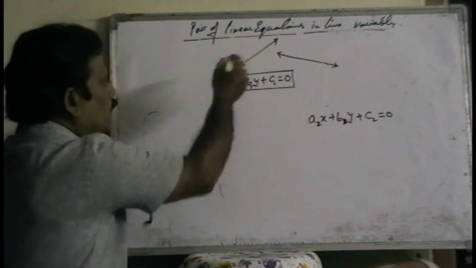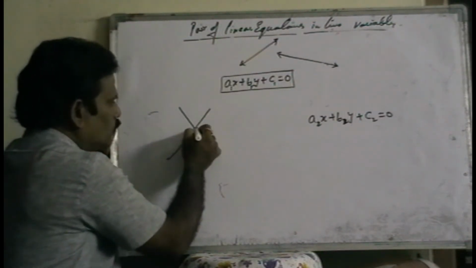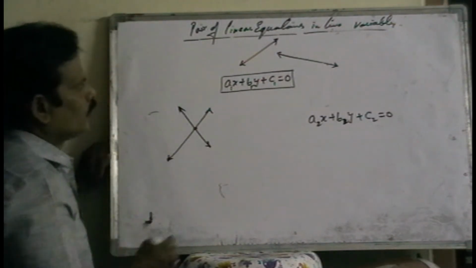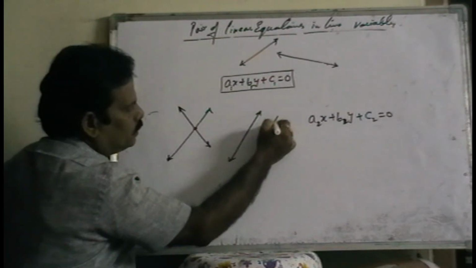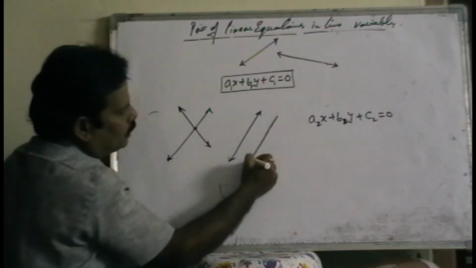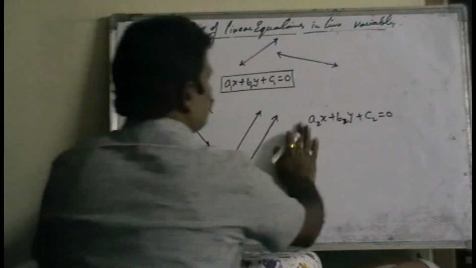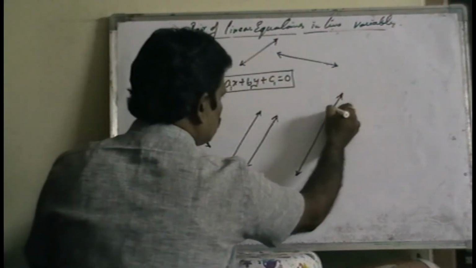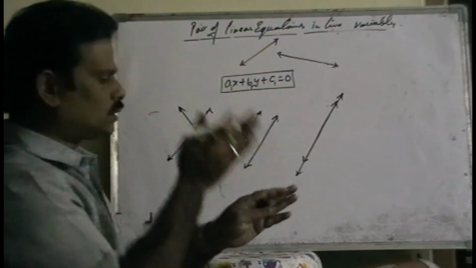If two lines intersect at one point, then they are called intersecting lines. Or if two lines do not touch each other, that means there is no common point between the two lines, so they are called parallel lines. Or one more type of line is there. Suppose one line is there and the second line also lies on this line only. The lines which lie one on each other.